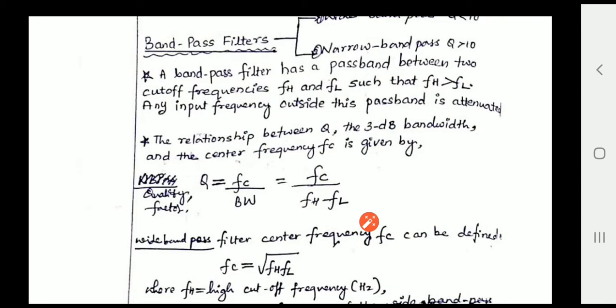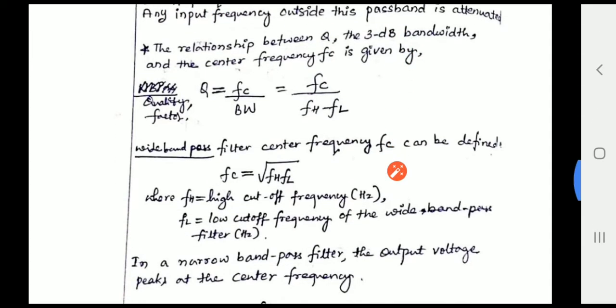Now the Q factor defines whether it is a narrow band or a wide band pass filter. If the Q value is greater than 10, it is assumed to be a narrow band pass filter. If the Q value is less than 10, it is assumed to be a wide band pass filter.